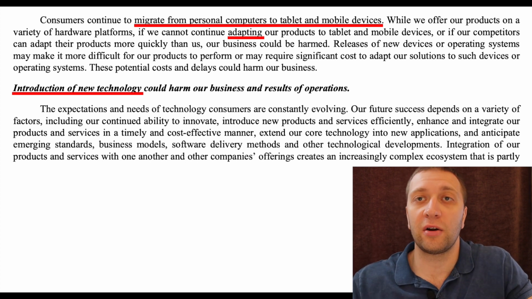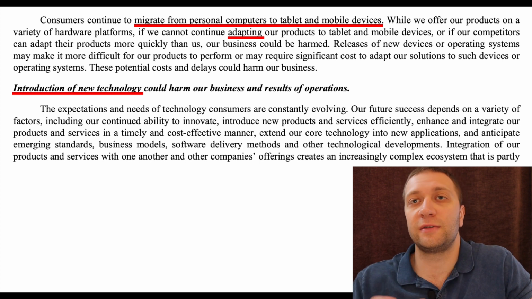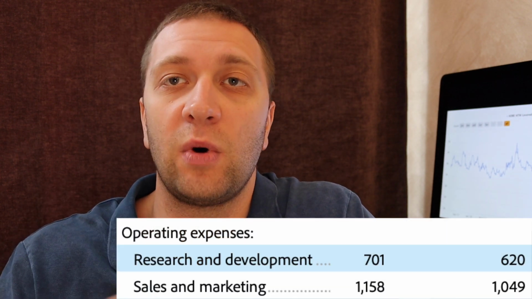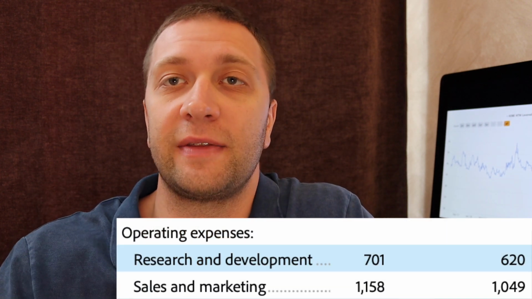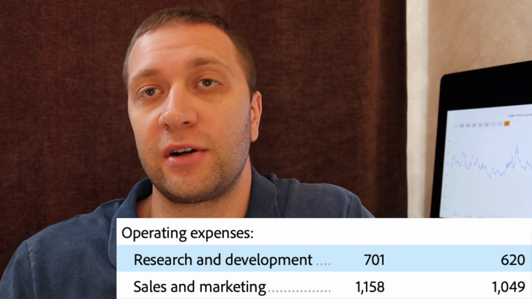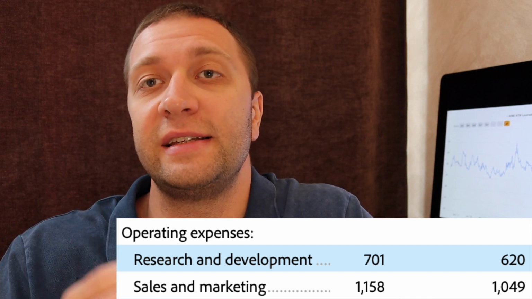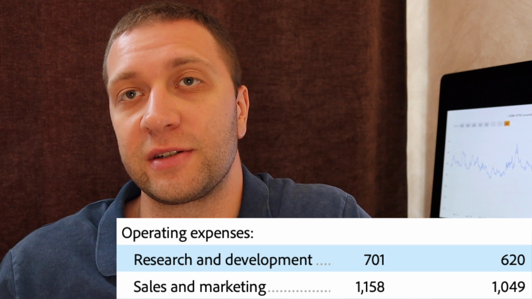I know that a lot of small startups are using free software. They do not use Photoshop or Illustrator. They are using free similar software. So I see it as a major risk investing in technology companies, in Adobe particular. That is why Adobe is spending and increasing their spendings on research and development. As we can see, it is up around 10% from the previous quarter.